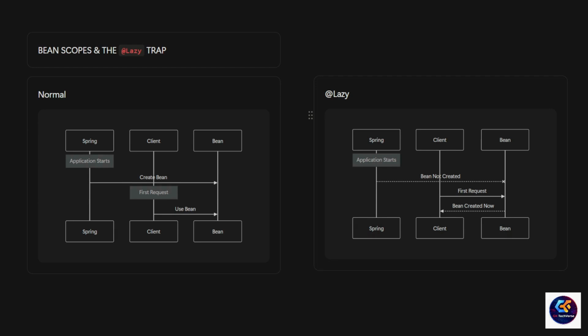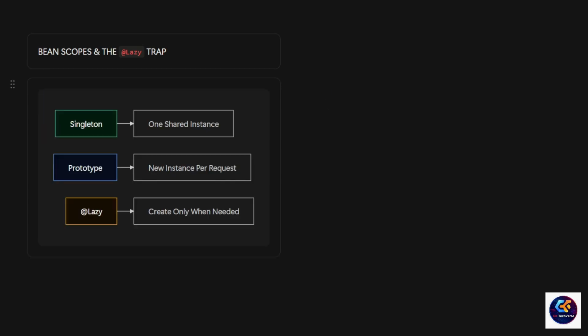Now we have answered two important questions: how Spring creates a bean through the bean lifecycle, and how Spring manages bean instances using scopes and lazy initialization. Let's finish with a few golden rules that will help you avoid common mistakes when working with Spring Beans in production.